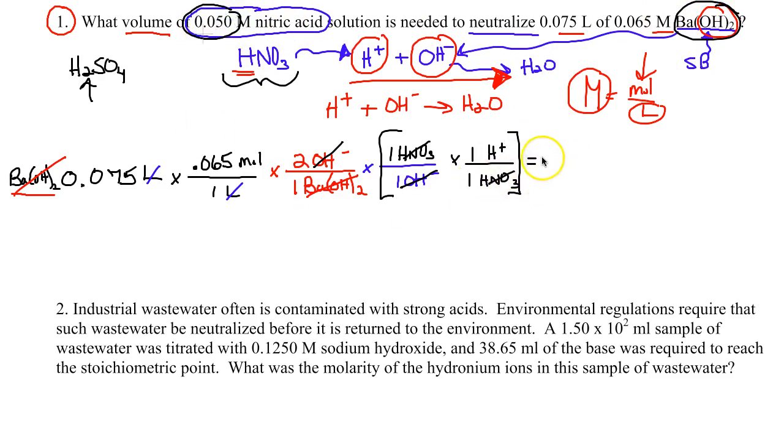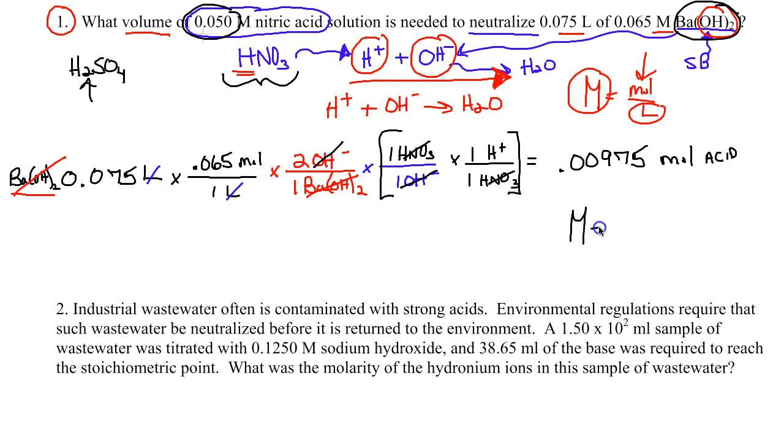When you do all that, you get 0.00975, and this is of course moles of the acid. And you can say H plus, H3O plus, it's all the same. It's the moles of the acid, and that's the acid there. Now, what do they want? They want the volume.